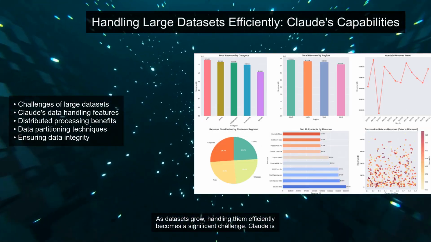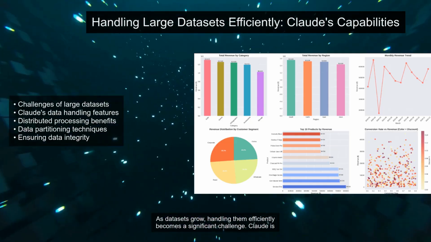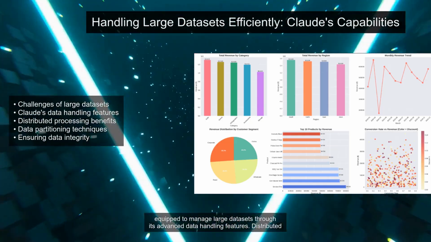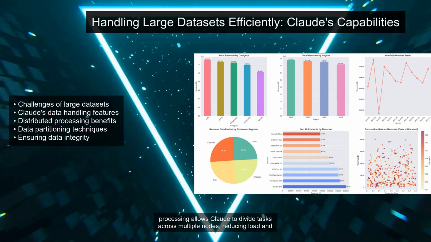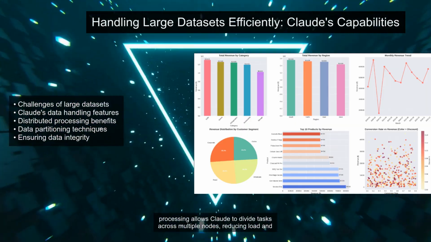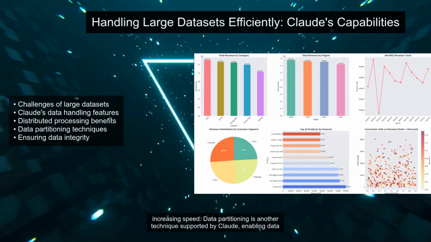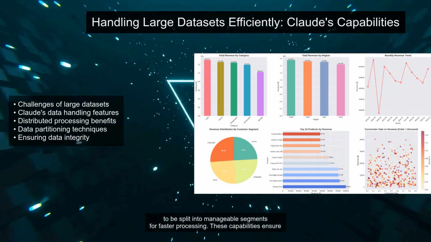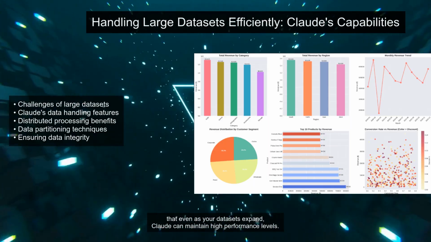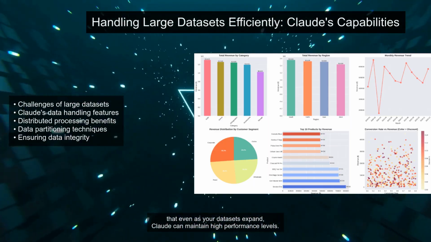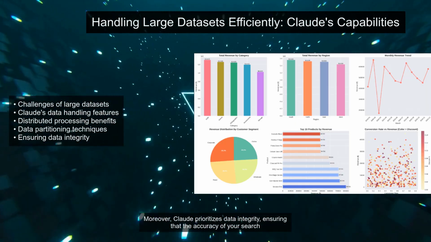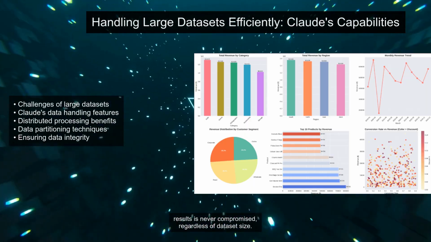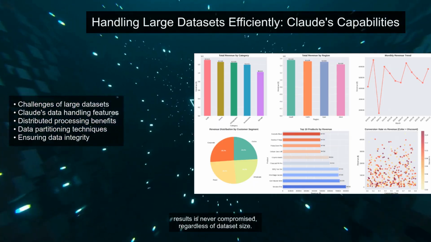As datasets grow, handling them efficiently becomes a significant challenge. Claude is equipped to manage large datasets through its advanced data handling features. Distributed processing allows Claude to divide tasks across multiple nodes, reducing load and increasing speed. Data partitioning is another technique supported by Claude, enabling data to be split into manageable segments for faster processing. These capabilities ensure that even as your datasets expand, Claude can maintain high performance levels. Moreover, Claude prioritizes data integrity, ensuring that the accuracy of your search results is never compromised, regardless of dataset size.